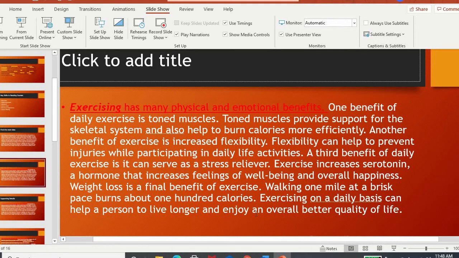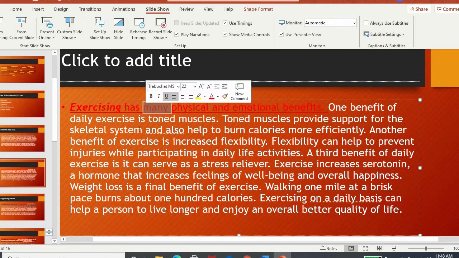I also tell my students, look for these kind of, I call them cheat words. It's not foolproof, which means it's not 100% of the time, but often when an author uses words like many, several, various, they're trying to summarize an idea, and they include that in their main idea sentence. So there's our main idea. Exercising has many physical and emotional benefits. When I turn that into a question, I know I have my correct main idea because the rest of the paragraph spends time talking to me about all those different benefits.